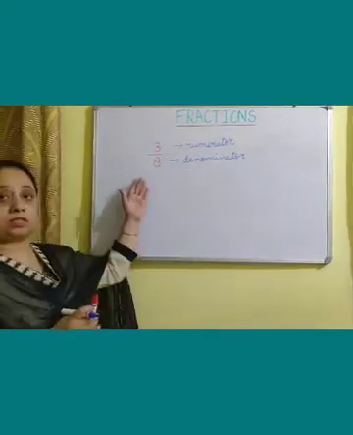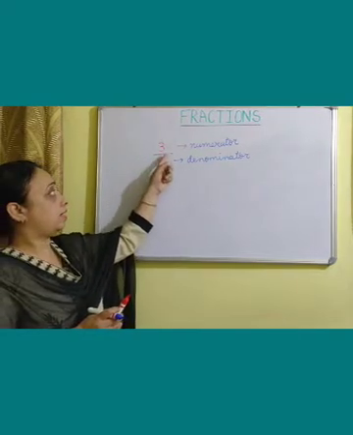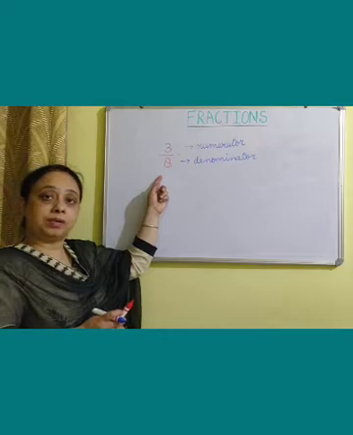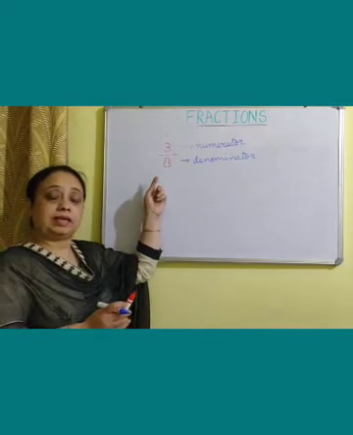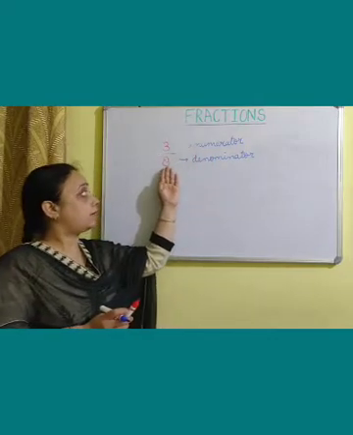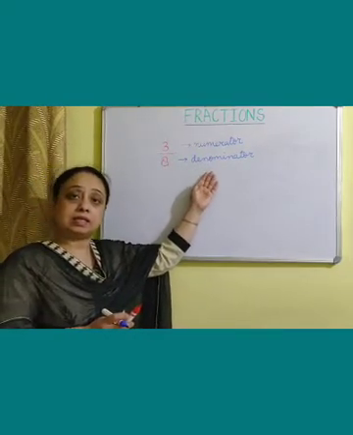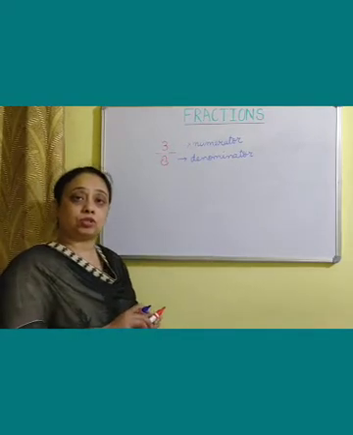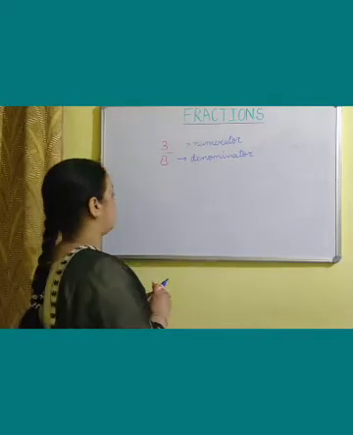So in the fraction, you can see a line. Above the line there is one number and there is one number below the line. The number above the line is the numerator and the number below the line is known as the denominator. If numerator and denominator are given to you, how are you going to write the fraction?